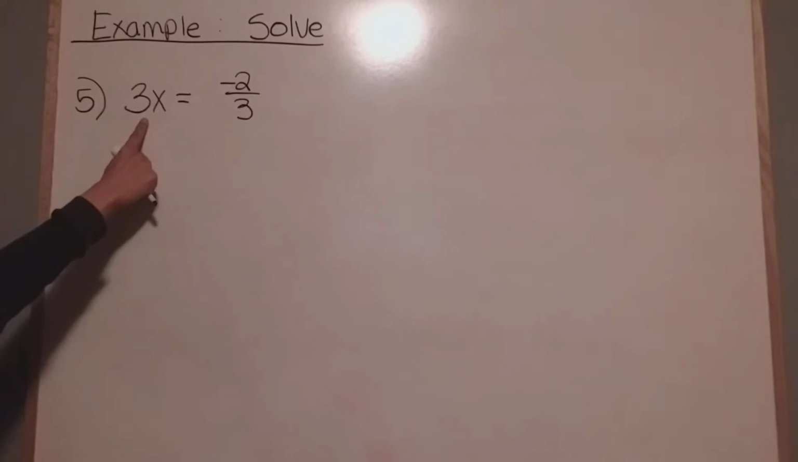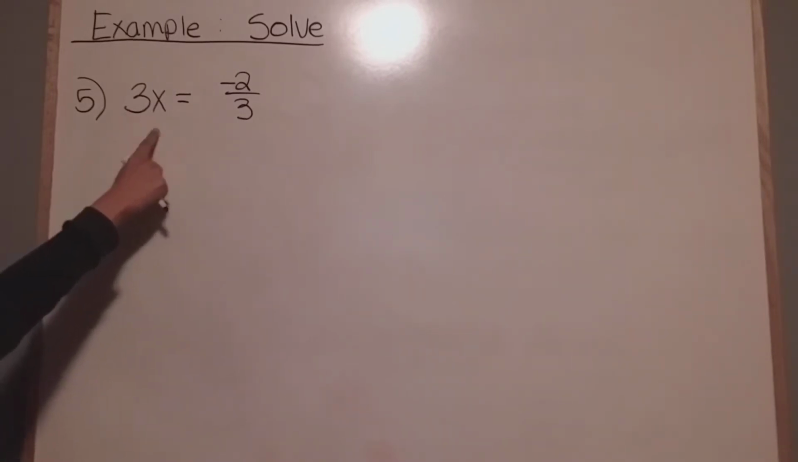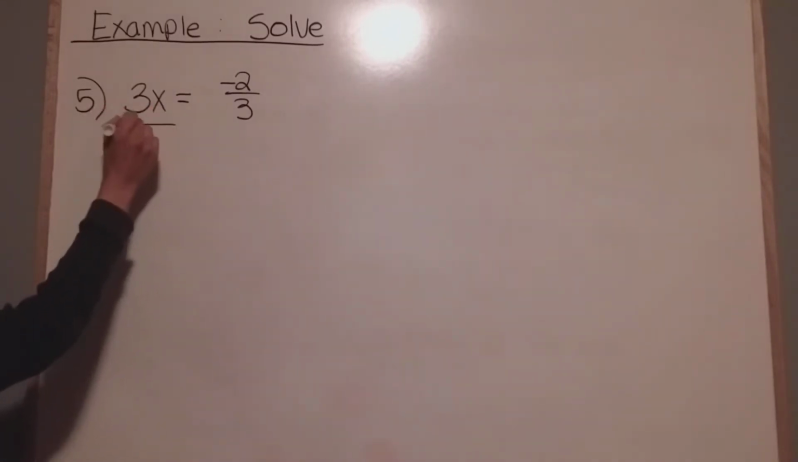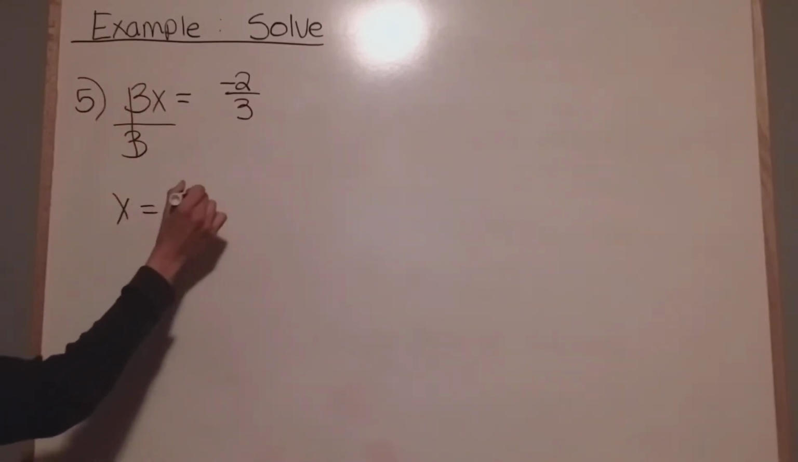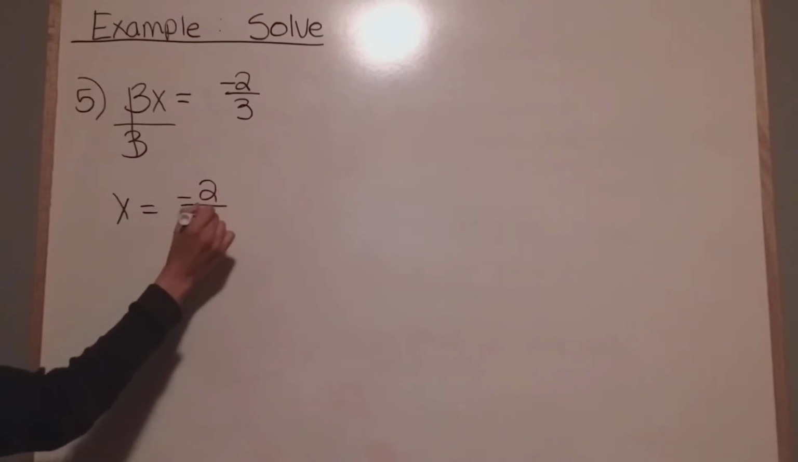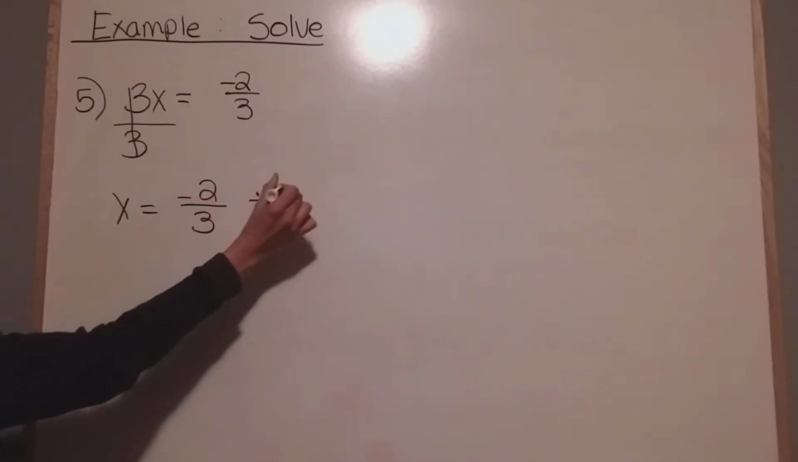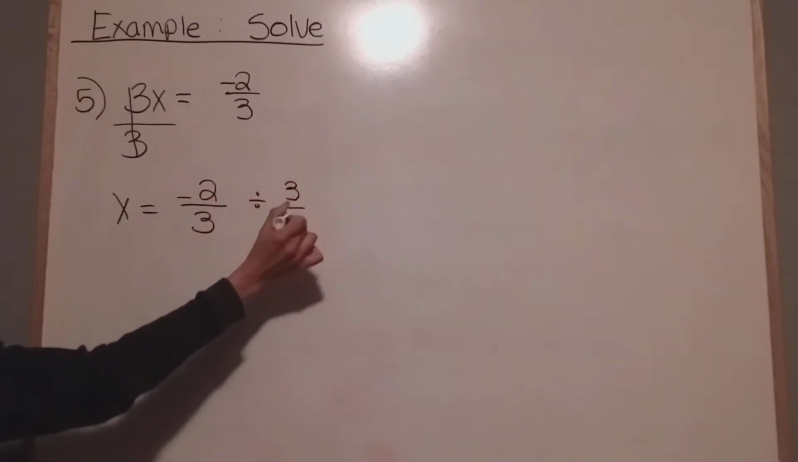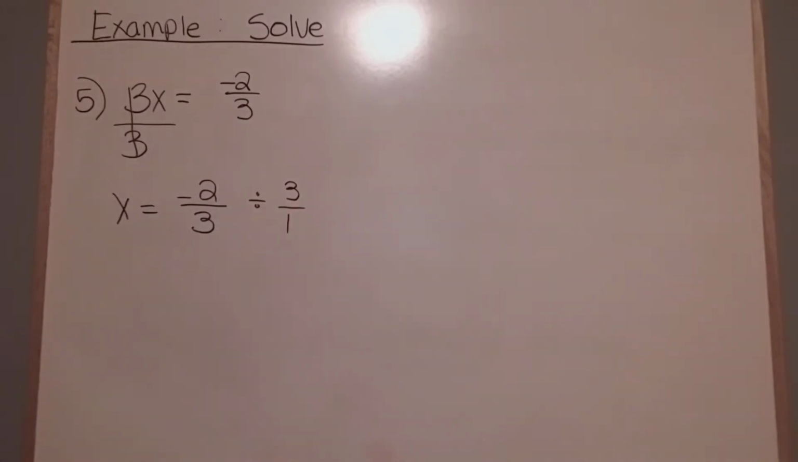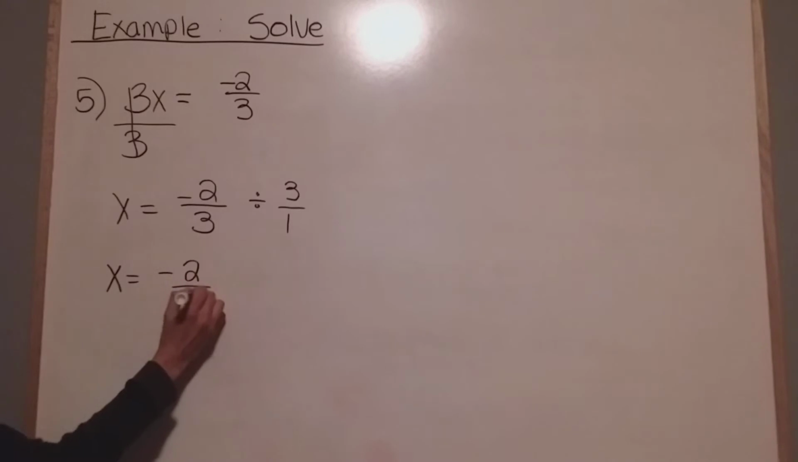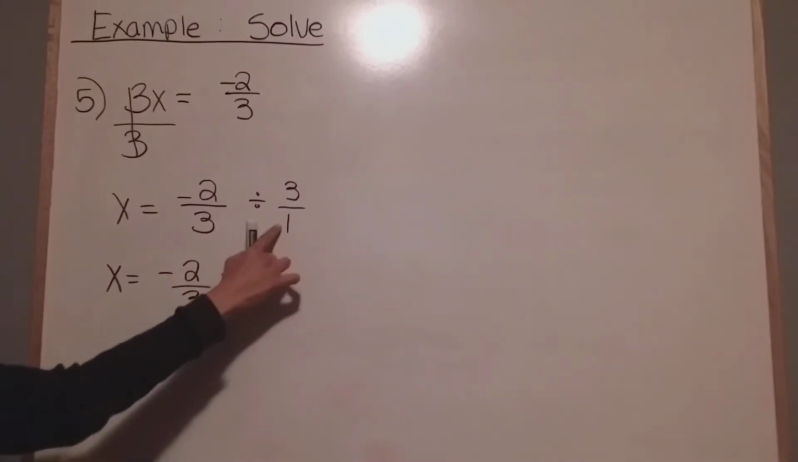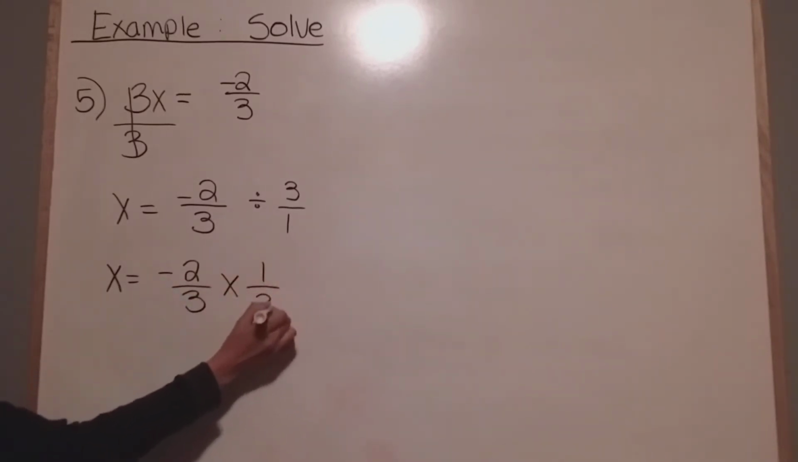So I always look at the side of the variable. If I look at this side, I have the 3. I want to get rid of the 3. So I divide by 3. So x is going to be equal to negative 2/3 divided by 3. Remember, the same thing as 3 over 1. And now you have to remember your division rules. I never divide fractions. I always multiply them. So my x is going to be equal to negative 2/3 times, I take the reciprocal, 1 over 3.